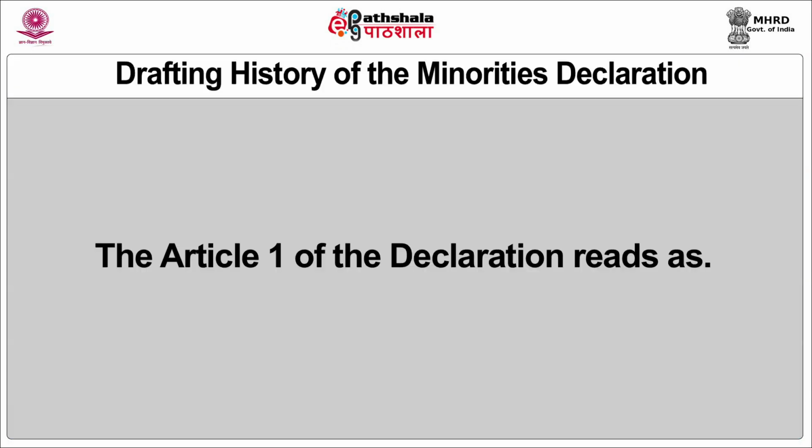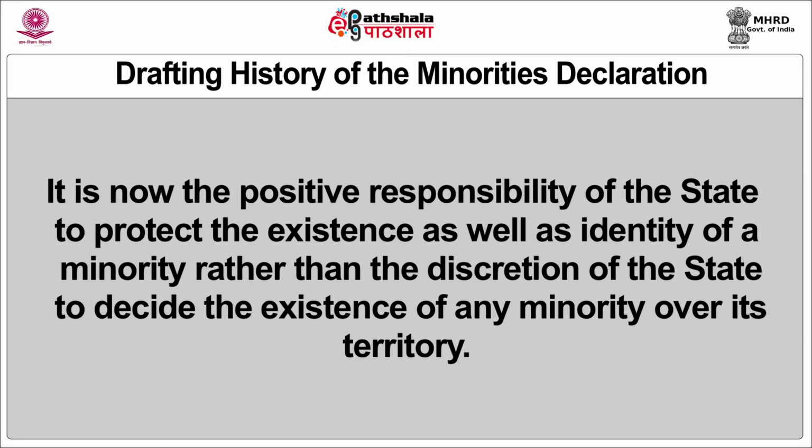Article 1 of the Declaration reads: states shall protect the existence and the national or ethnic, cultural, religious, and linguistic identity of minorities within their respective territories and shall encourage conditions for the promotion of that identity. It is now the positive responsibility of the state to protect the existence as well as the identity of a minority, rather than the discretion of the state to decide the existence of a minority over its territory.